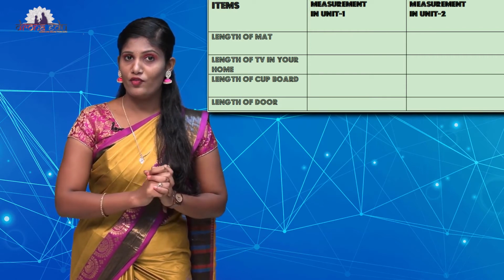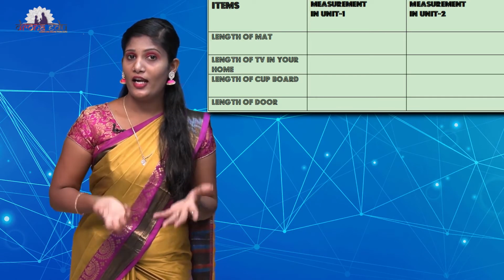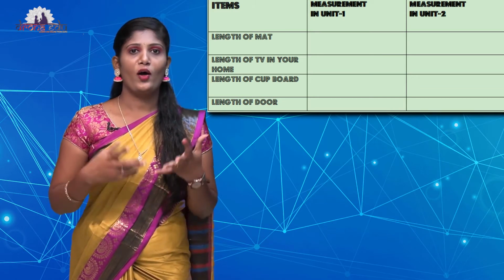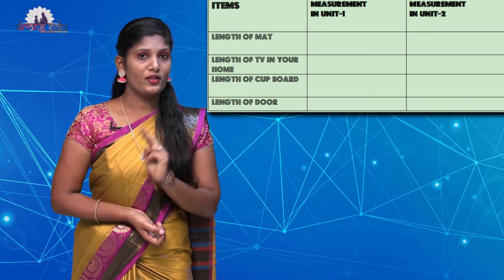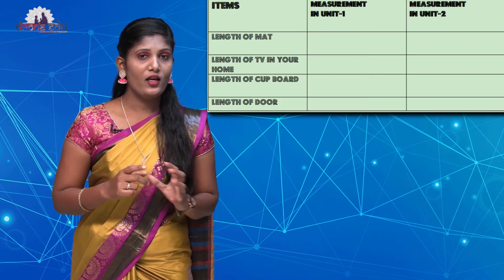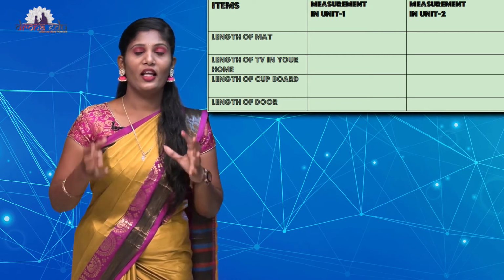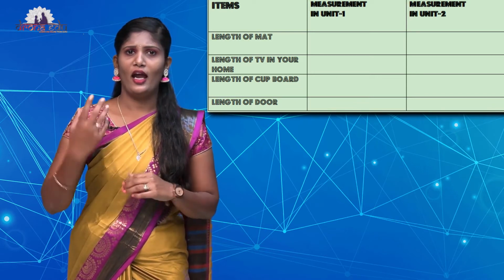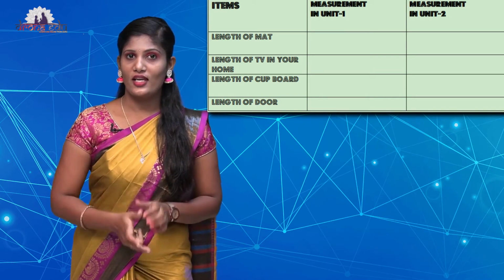So now you have to use 2 non-standard units. It can be either handspan or cubit or footsteps or fathom or pace. It can be anyone, but you have to measure it with 2 non-standard units, right? So first one is length of mat and measurement in unit 1, and in the second column measurement in unit 2. So the second thing is length of TV in your home, right children? So TV will be in everyone's house, right? So you have to measure the TV with 2 non-standard units.